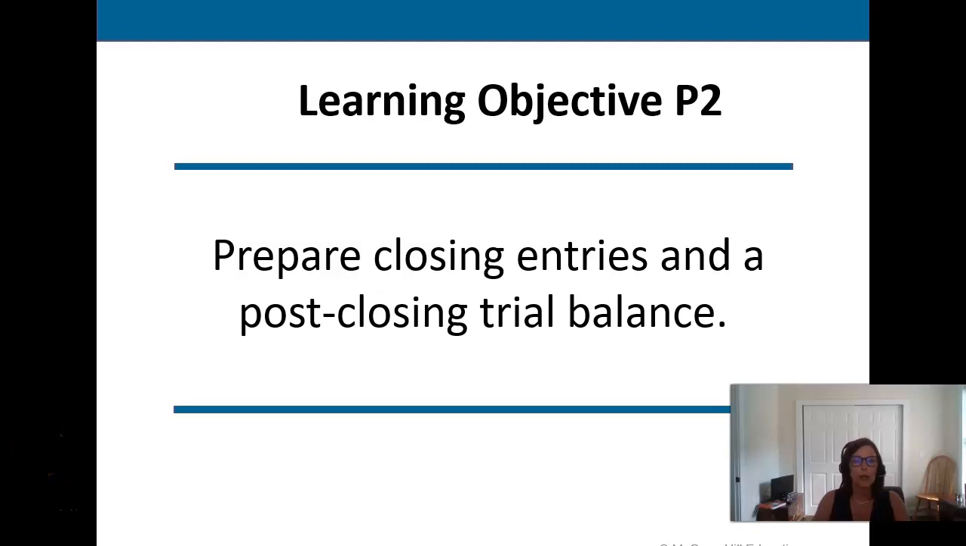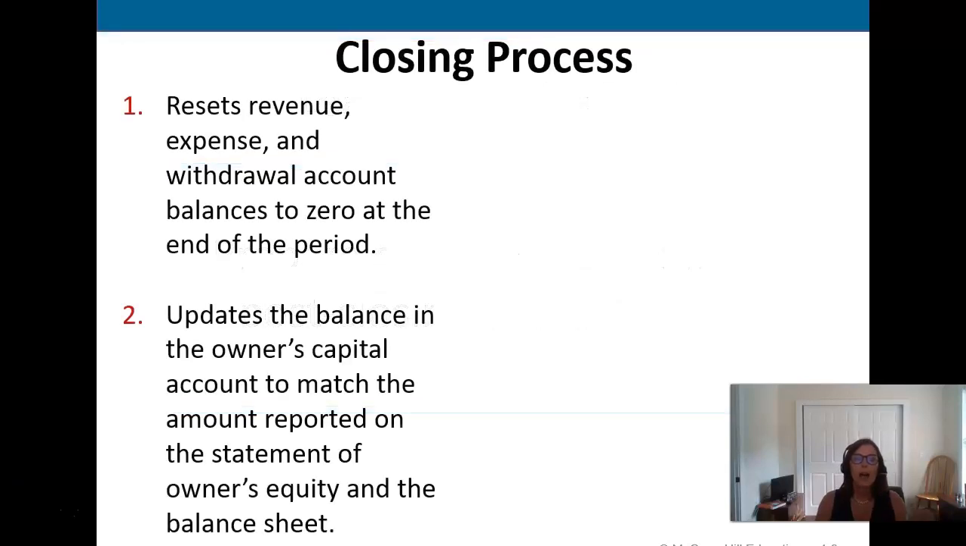Once we've created our financial statements, there's one more step that we need to complete, well, or I guess two really, but sort of one process that's got two pieces to it before we are ready to then start the next accounting period. And that is to go through the closing process.